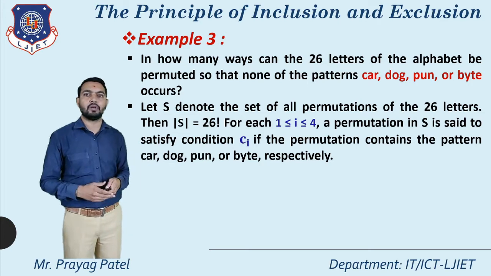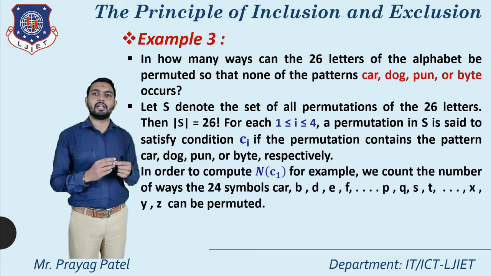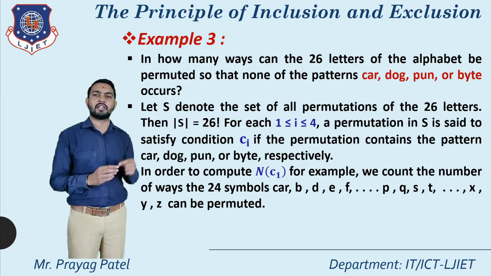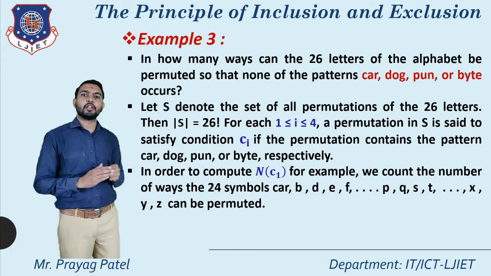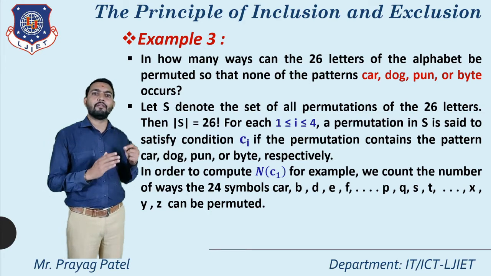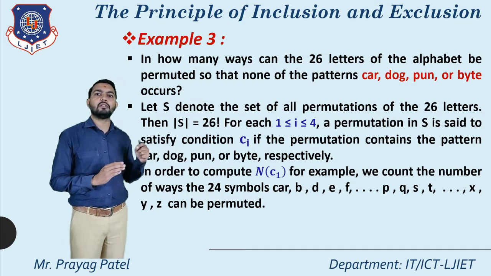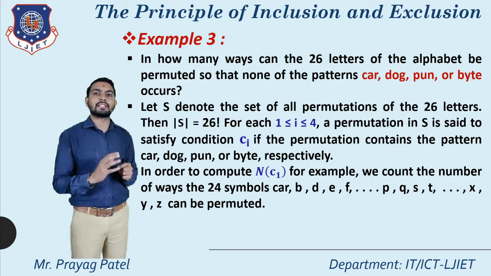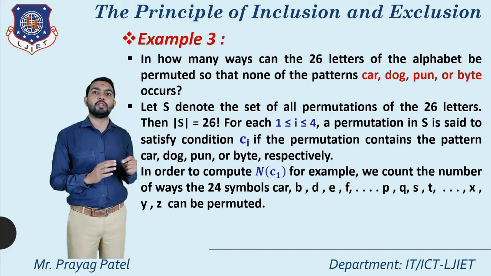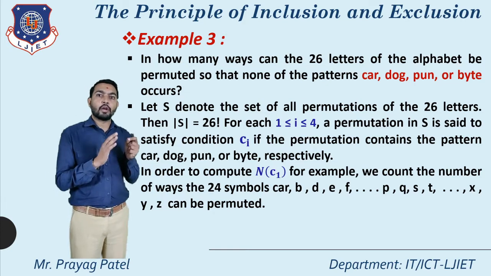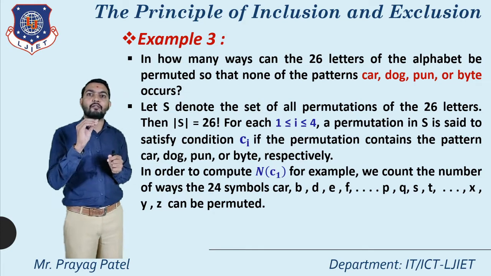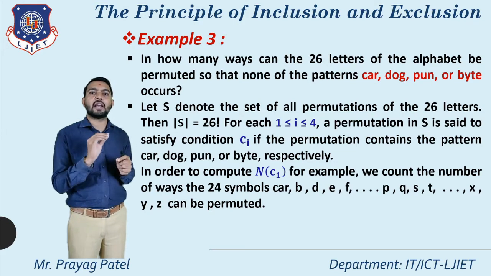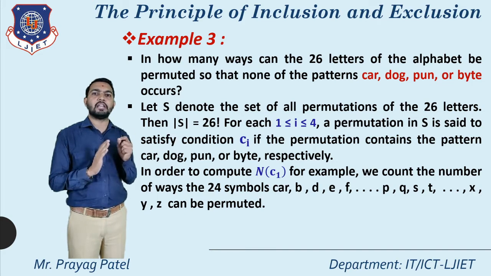So C1 means consider the first condition, C2 means the second condition, C3 the third condition, C4 the fourth condition, like this. Here, in order to compute N(C1), for example, we count the number of ways the 24 symbols are arranged. So for N(C1), that means condition 1: C1 condition is we include CAR, compulsorily we include CAR.